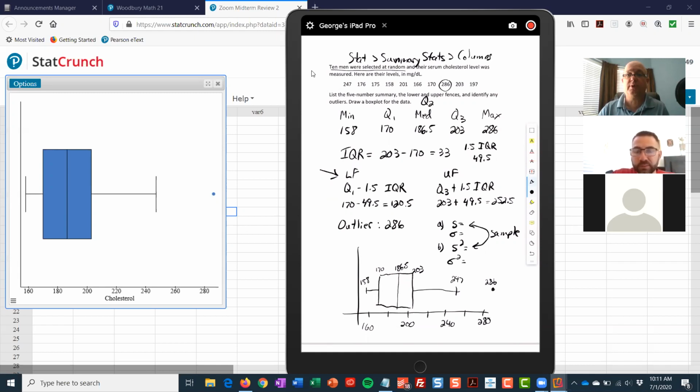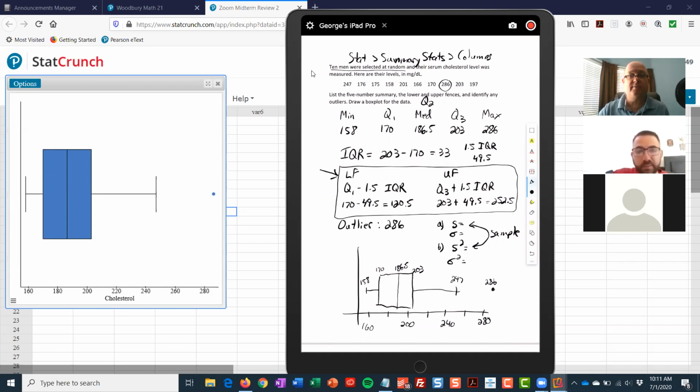So again, that's chapter 3, some basic calculations from summary stats. I think the only part that I would be real careful with are the fences. Just make sure that you can calculate those by hand, because StatCrunch won't give you that.